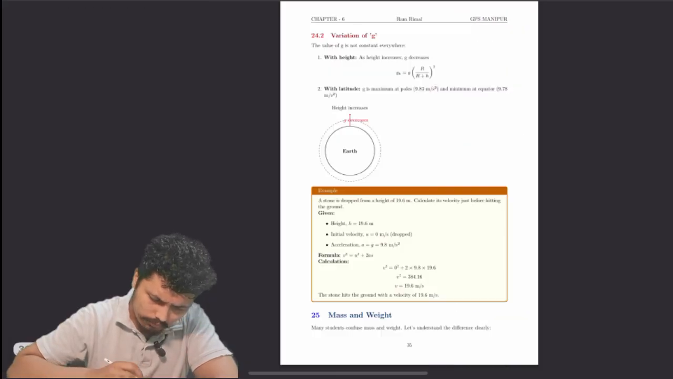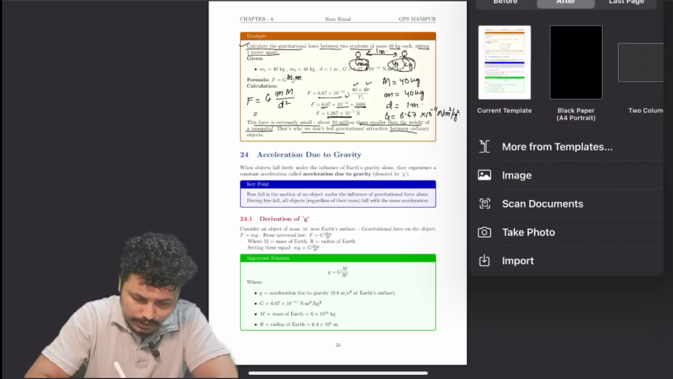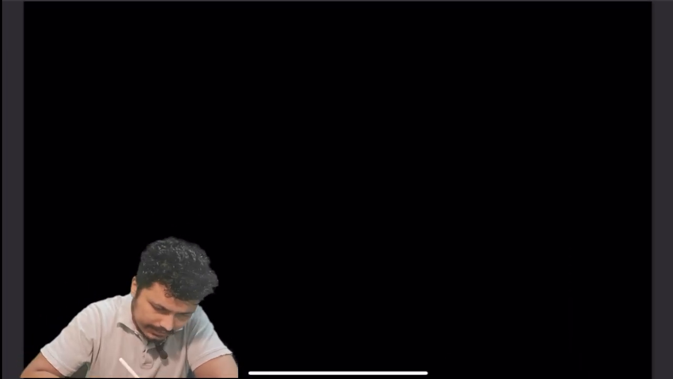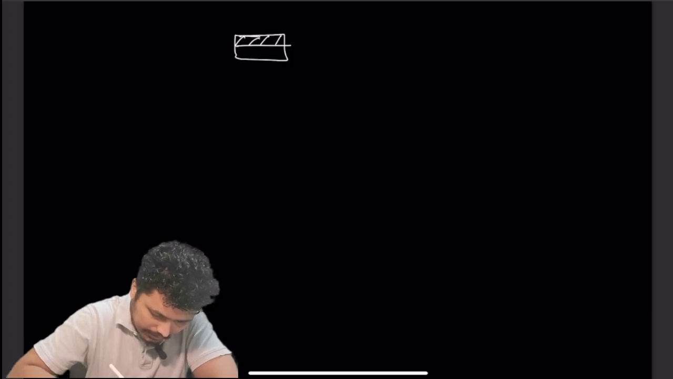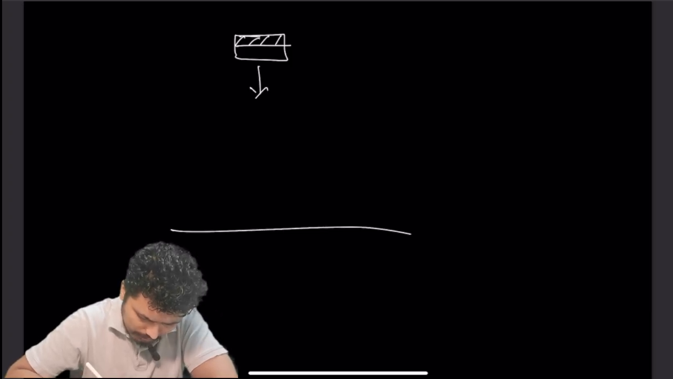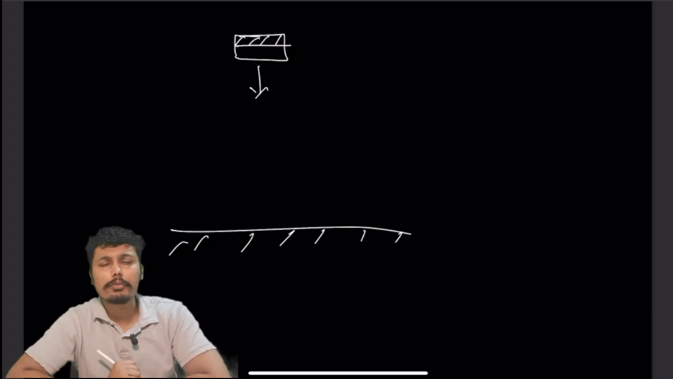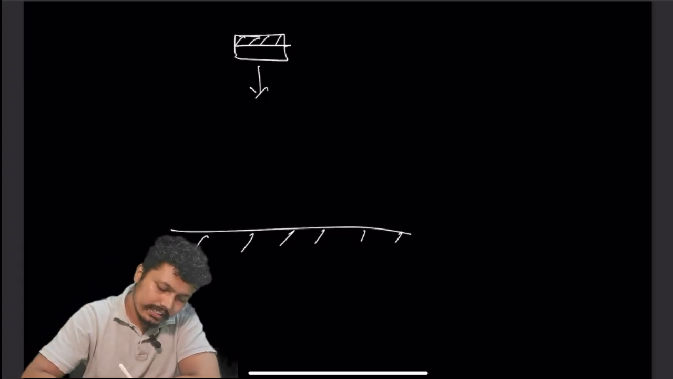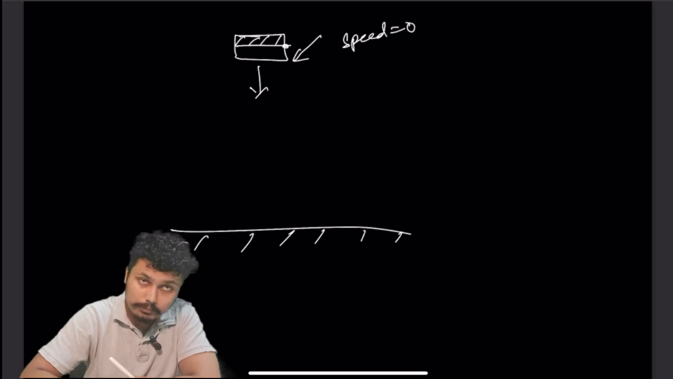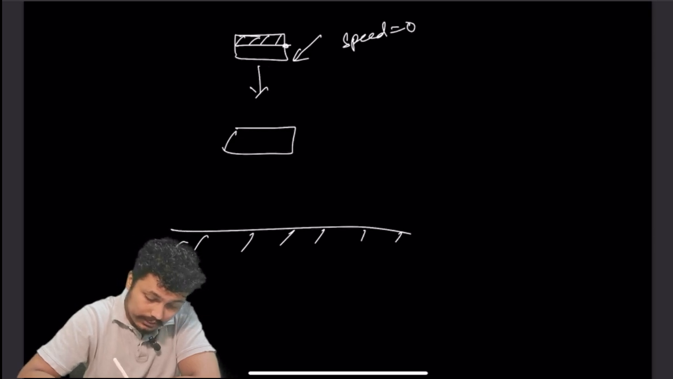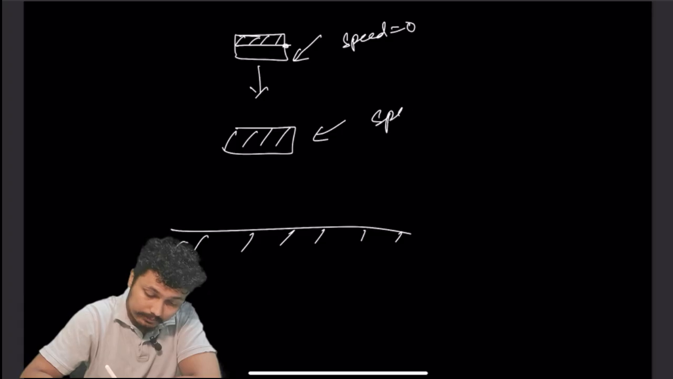Let me explain in a separate page. Let's say an apple is there, or let's say any object, falling down to the surface. How is it falling down? At the beginning, no speed, speed equal to 0. Now slowly when it reaches here, speed increases, and finally before hitting the ground, the speed is very high.